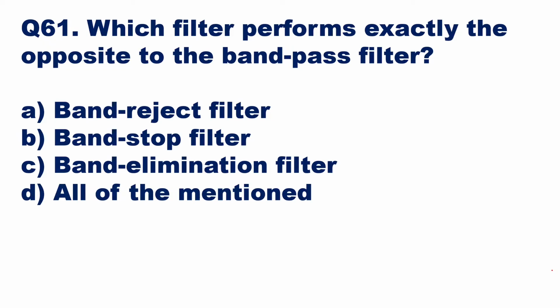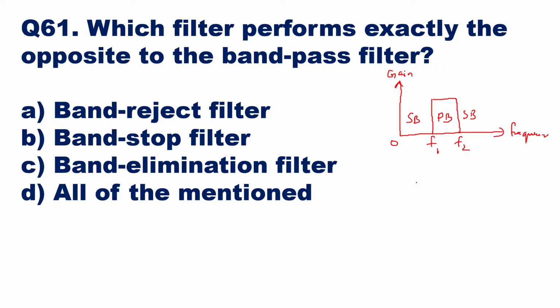If you see the band pass filter frequency response, it looks like this. Say this is gain and this is frequency. A band pass filter is a filter which will pass a band of frequencies. This is your stop band, this is the pass band, and this is the stop band. Let's take this as frequency f1 and frequency f2.